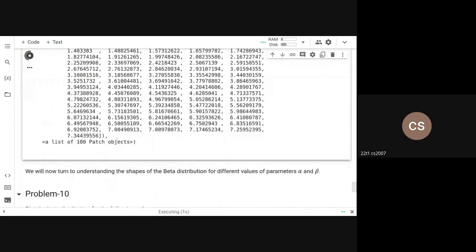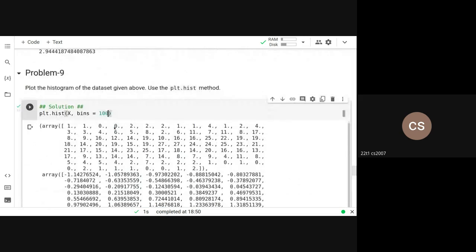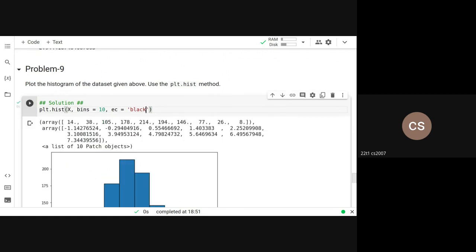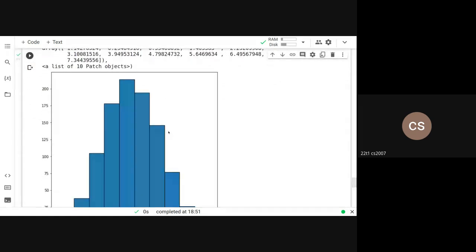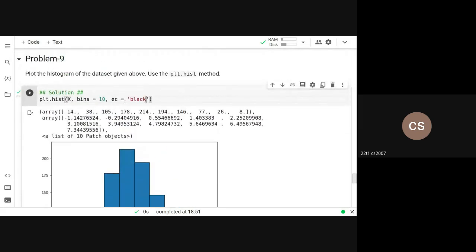It's up to you. You'll get something which is more ragged looking. So maybe 10 is a better bin size. And if you want to see the edges of the bins, then you have something called edgecolor. If you set edgecolor equal to black, then you will clearly see the outlines of the bins. So this extra parameter we add so that the contours of the bins become visible.